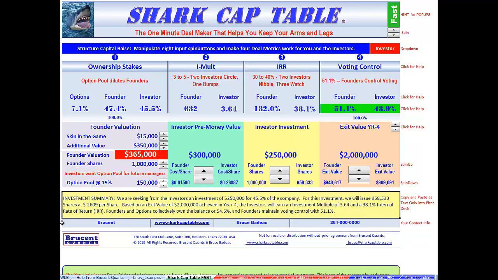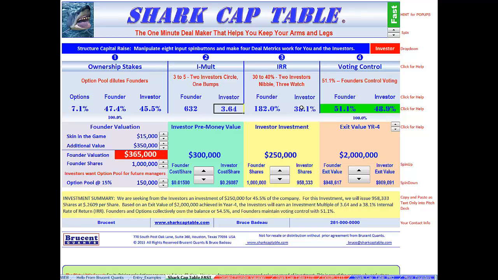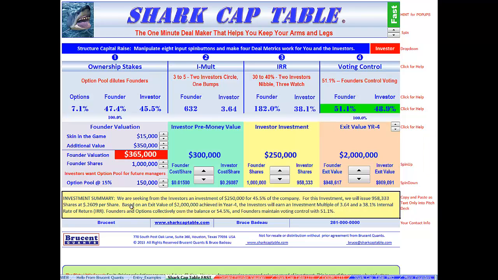One more interesting thing. We provide an investment summary which takes the critical numbers that we have generated in this model and puts them into a couple of sentences which are grammatically correct. You can take this yellow section and you can paste it into your business plan or a pitch deck.